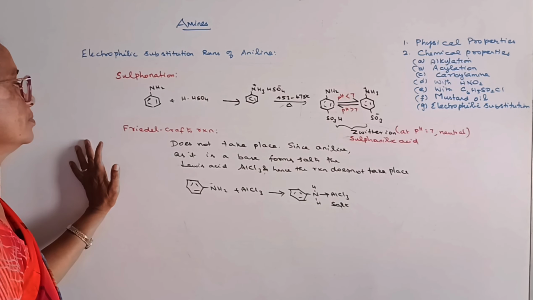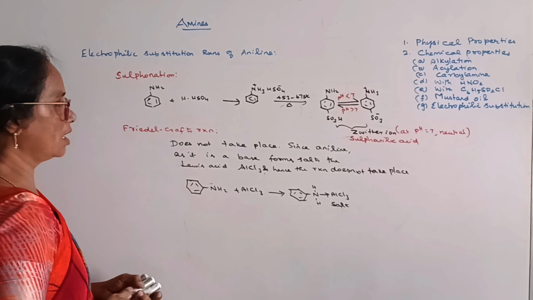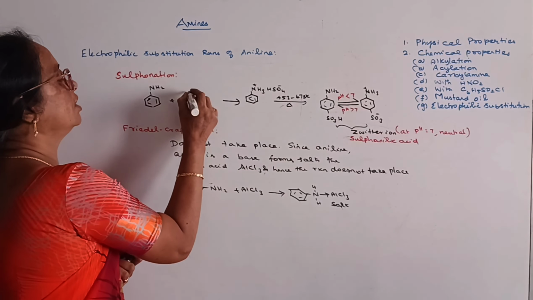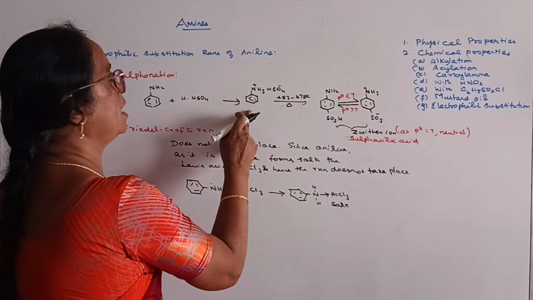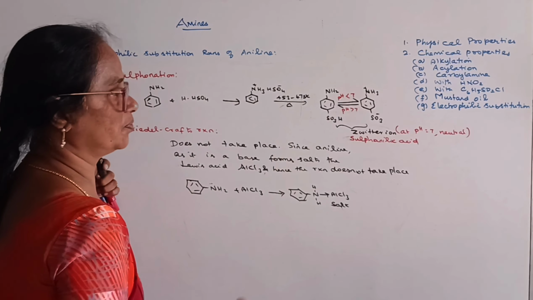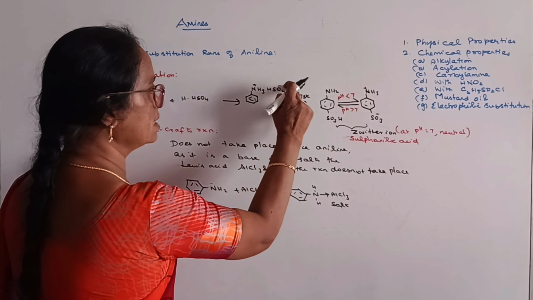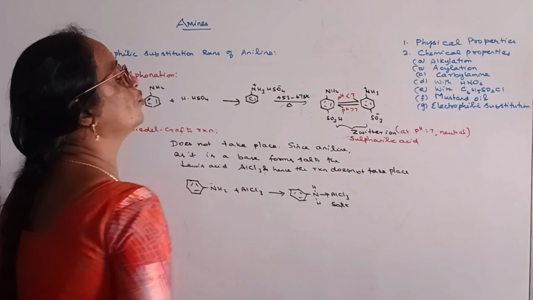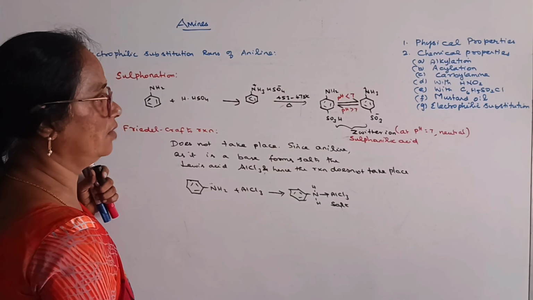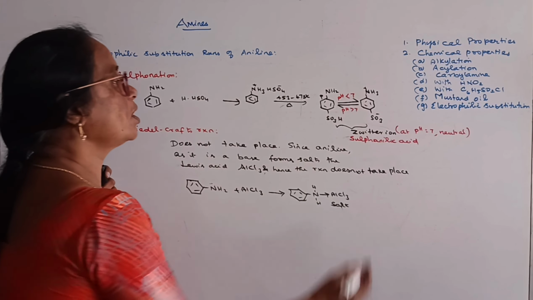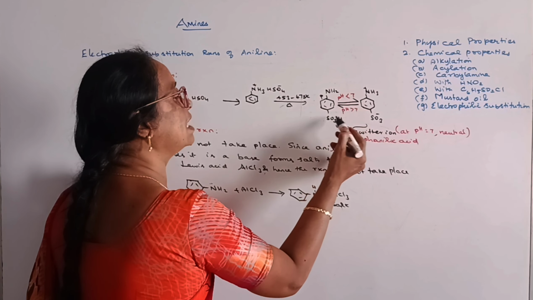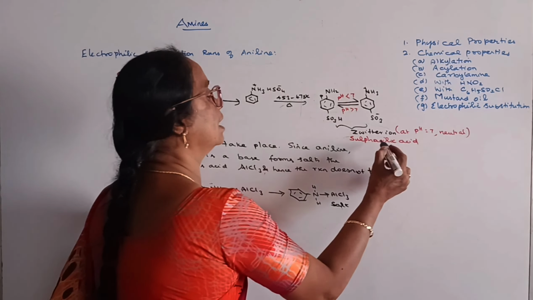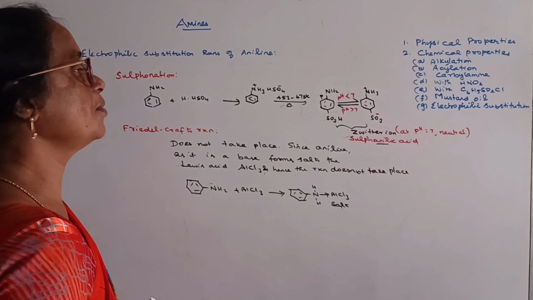Sulfonation of aniline. When aniline is sulfonated with concentrated sulfuric acid, it forms the salt-like structure phenylammonium hydrogen sulfate. Upon heating to 453 to 473 Kelvin, that forms para-aminobenzene sulfonic acid. With respect to the sulfonic SO3H group, the amino group is present at its para position. It is generally known as sulfanilic acid, the major product.